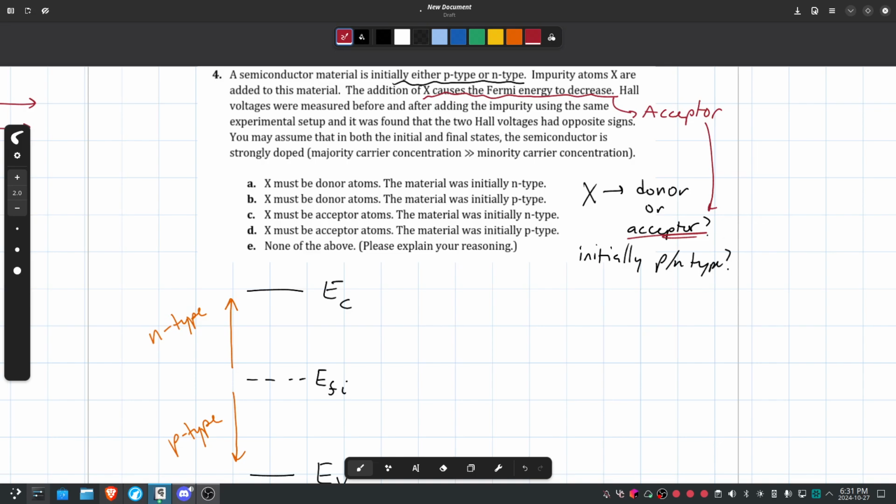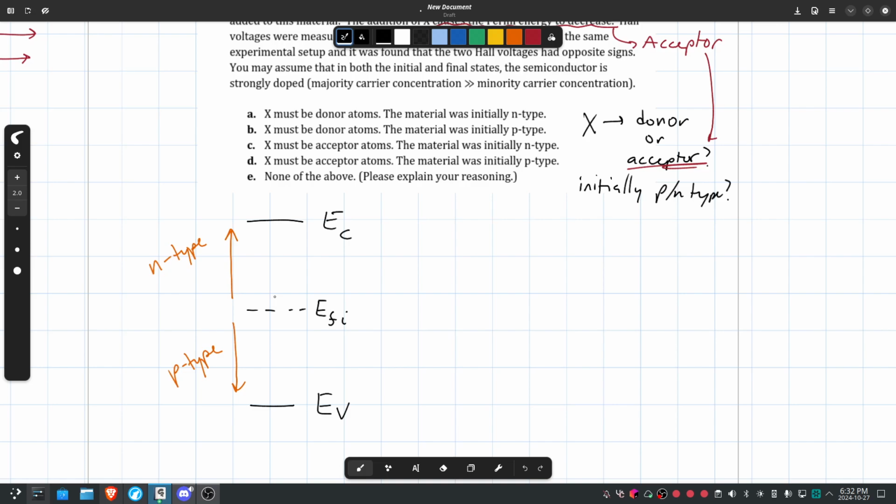Hall voltages were measured before and after adding the impurity using the same experimental setup, and the Hall voltages had opposite signs. Remember what the signs tell us about the Hall voltage. The signs indicate whether it's an N-type or a P-type. If they had opposite signs before and after, that's telling us that the type changed, right? Because if it stayed the same type, the sign would be the same. The magnitude of the Hall voltage would change, but the sign would not. But it has changed.